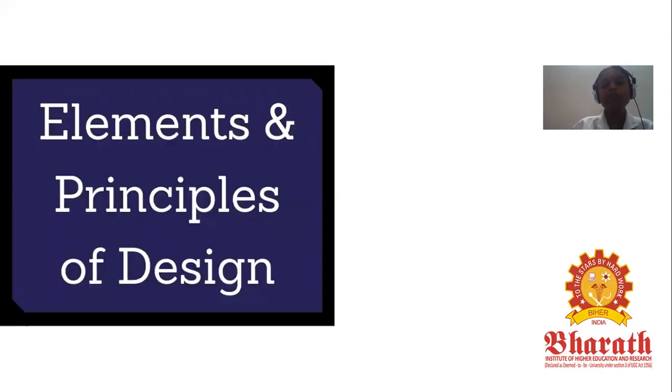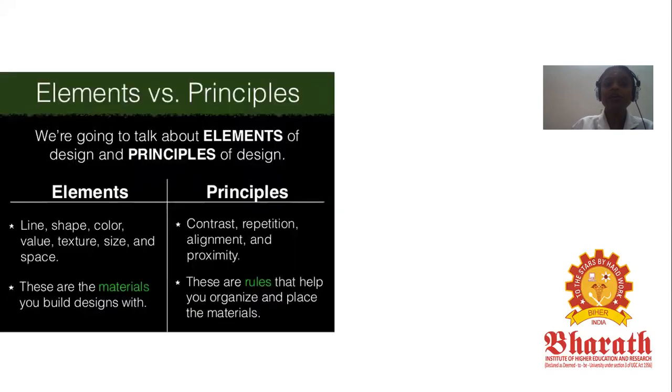Elements and principles of design. This is very important for our design. What is the difference between elements and principles of design? We are going to talk about only elements and principles of design. First, let's look at elements. Elements include line, shape, color, value, texture, size, and space. These are the materials to build the design. When you build the design, you can include these objects.